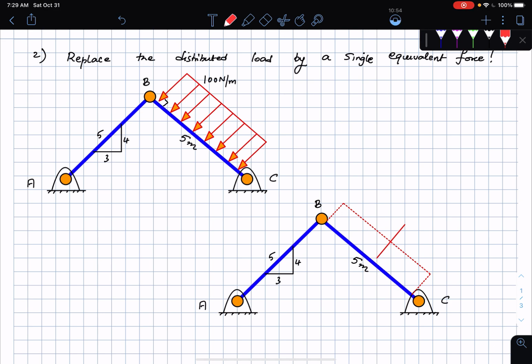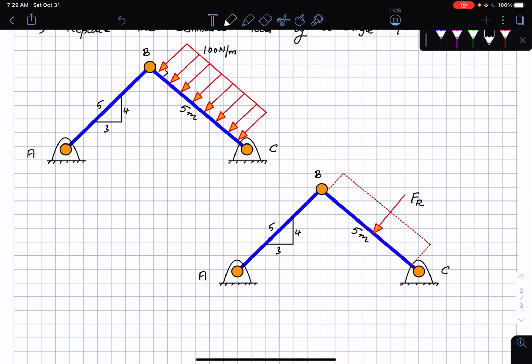It's going to be acting in the same direction as the intensity of the load distribution that you can see there. That's something you can also figure out by the way the force is acting. So this force I'm going to call F suffix R. A couple of things about F_R: first, F_R acts in the same direction as the load intensity, which means that this force F_R is actually perpendicular to the bar BC.